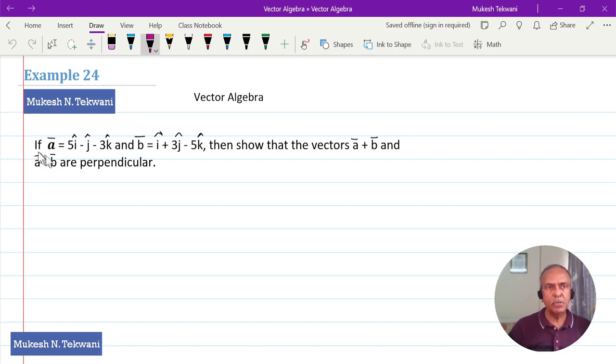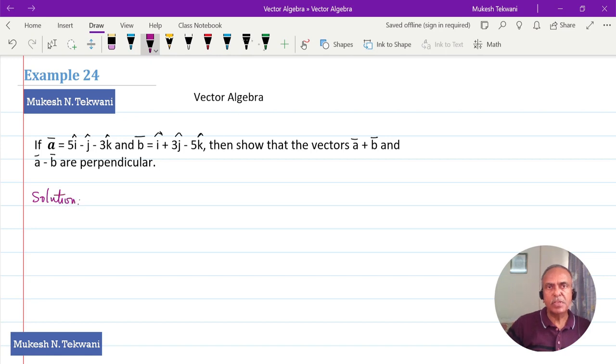So here we are given a question: if vector A is equal to 5i minus j minus 3k and vector B is equal to i plus 3j minus 5k, then show that the vectors A plus B and A minus B are perpendicular. Now let us solve this problem. So here is our solution.